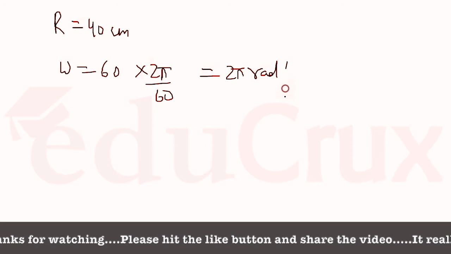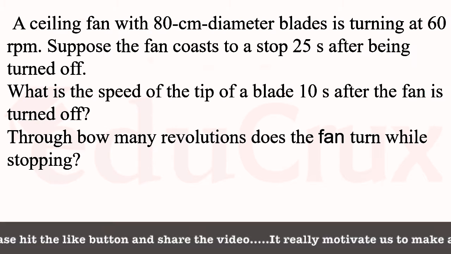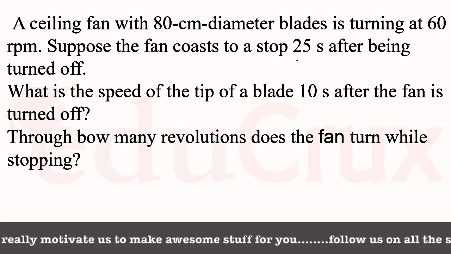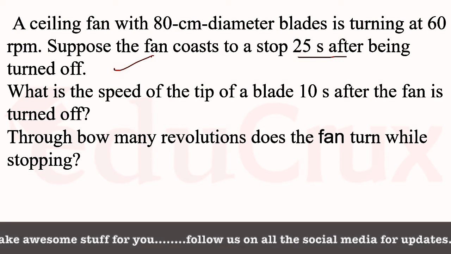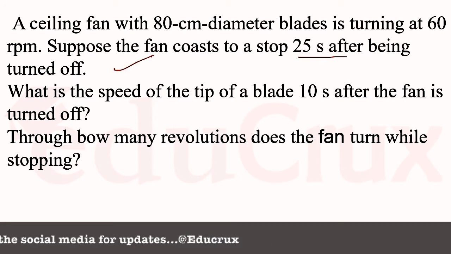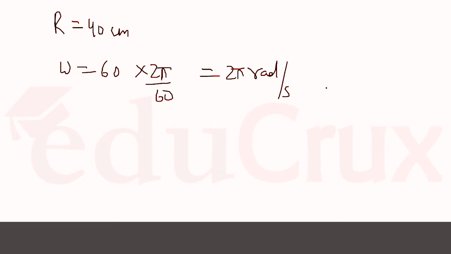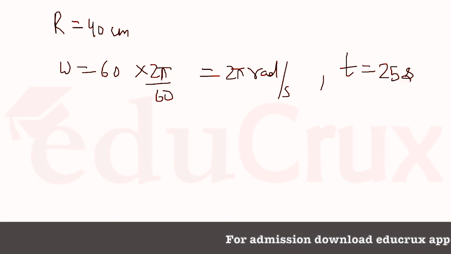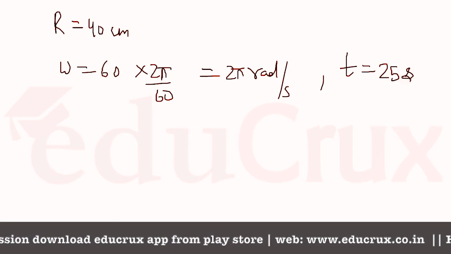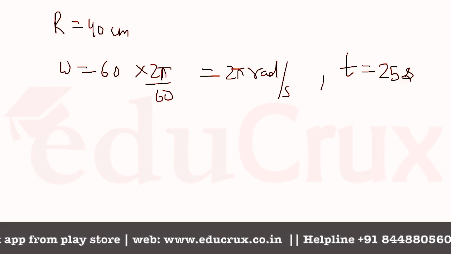First of all, we have to convert everything into SI units. Suppose the fan comes to a stop 25 seconds after being turned off. So we turn it off, and of course it takes some time for the fan to completely stop. That time is 25 seconds. Why does it take time? Because initially it had some angular velocity and keeps on rotating, and because now there is no electricity, because of the friction it will eventually stop. So t is 25 seconds.